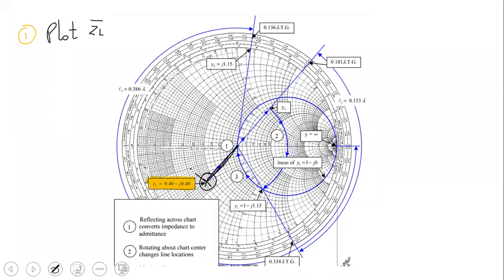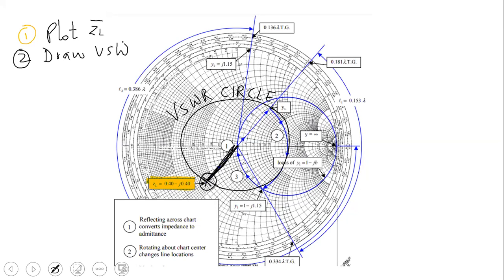Join it to the center and draw a circle. Whatever point you got, you join it to the center and draw the circle, and please write on it VSWR circle. So the second point is to draw the VSWR circle. I want everyone to plot it and draw the VSWR circle.